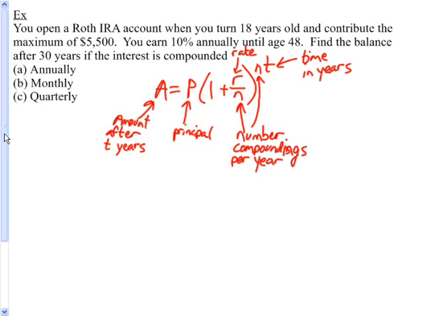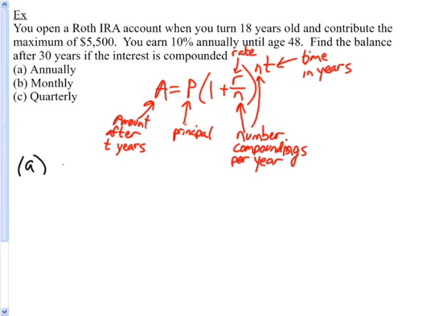So let's see if we can figure this out here. You open up a Roth IRA when you turn 18 years old, and you contribute the maximum of $5,500. And let's say it's in some stock mutual funds, and you earn the old 10%. That's the stock market's average, annually until age 48. Find the balance after 30 years if the interest is compounded. Okay, so 30 years later, what are you going to end up with here?